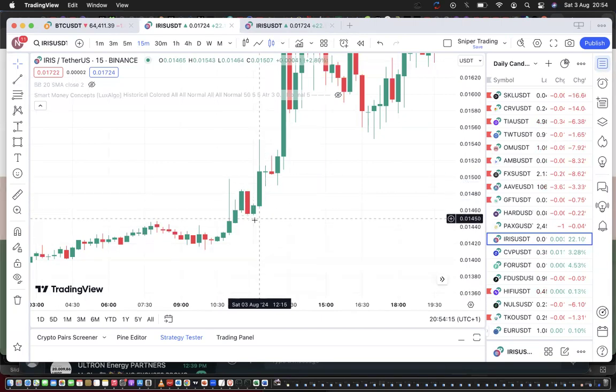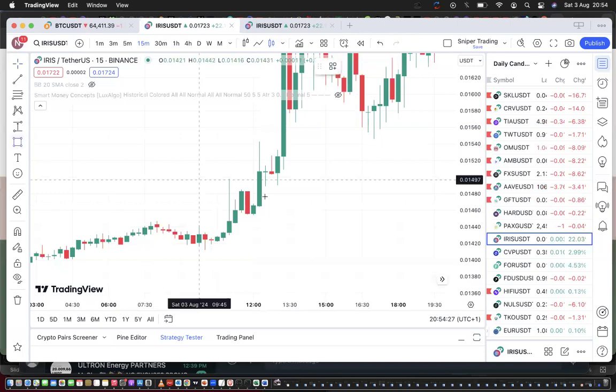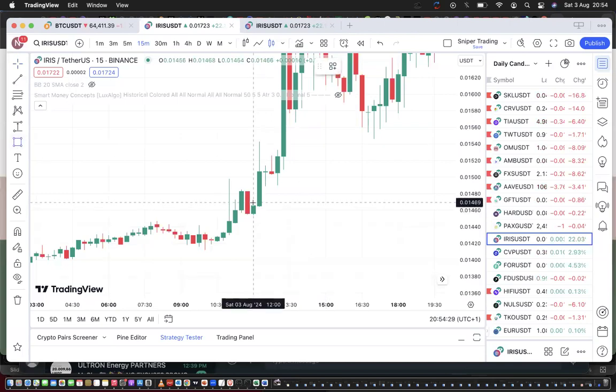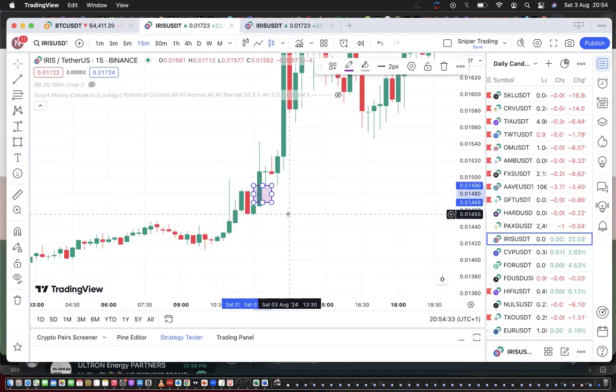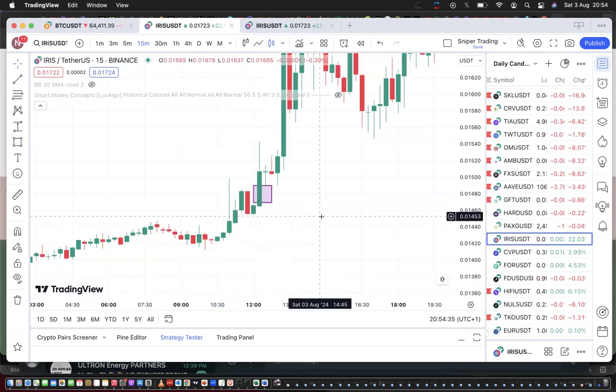So this gap is usually measured from the wick of the first candle before the gap, the candle that created the gap, to the wick of the last candle. Let me show you what this means. Right from the wick of this one to the wick of the third candle, that is a gap.